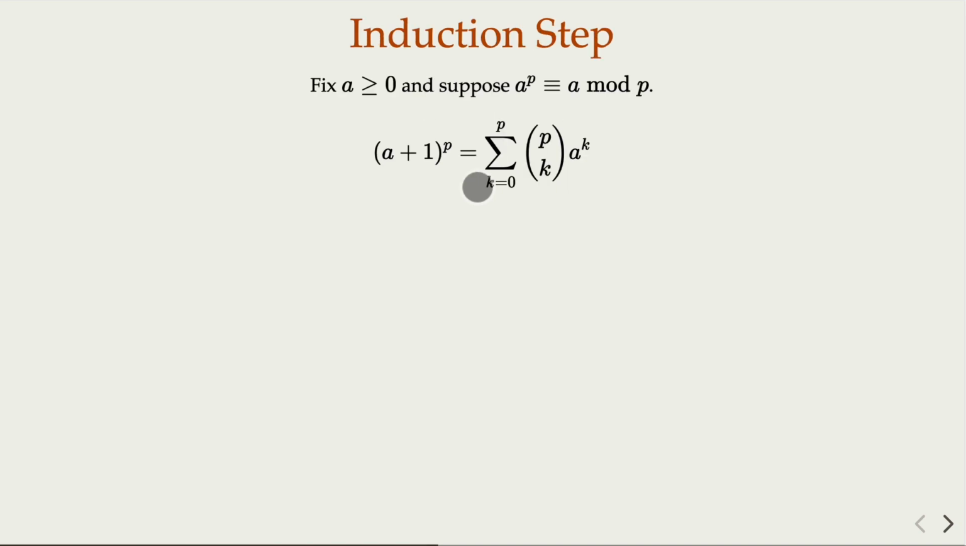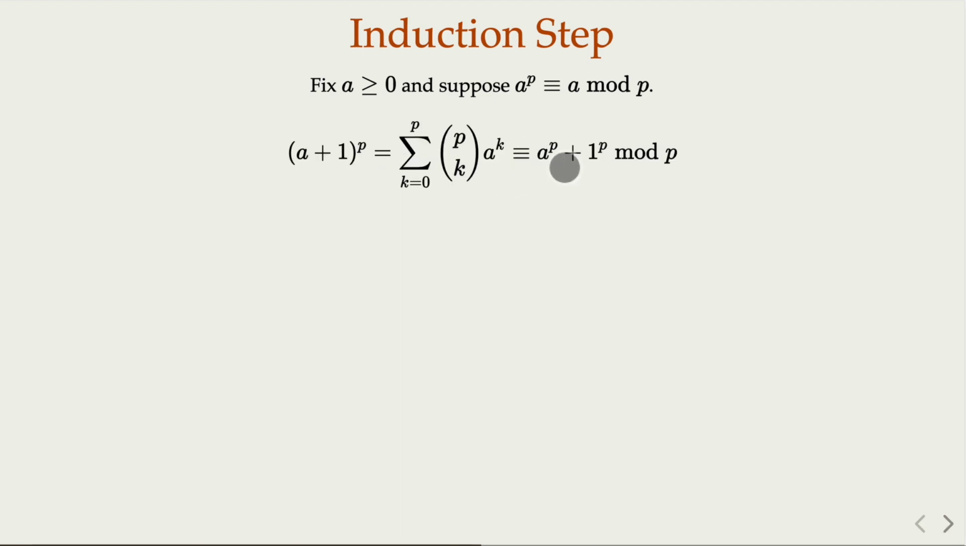Now for the induction step, we assume for a fixed non-negative integer a that a raised to the p's power is congruent to a mod p. Now we argue for a plus 1. Now a plus 1 raised to the p's power, we use binomial expansion. Notice that earlier we showed that p choose k for the intermediate terms is a multiple of p. So in modular arithmetic, those terms can be canceled. So we are left with only the first and the last term, when k equals 0 and k equals p.